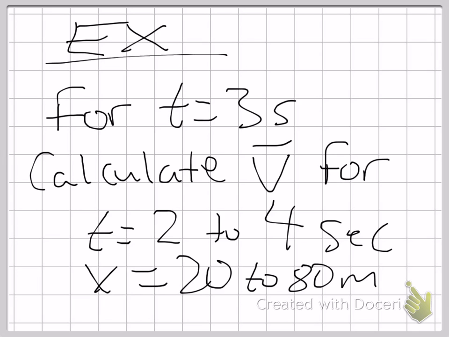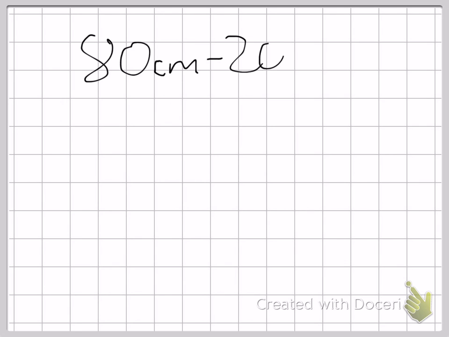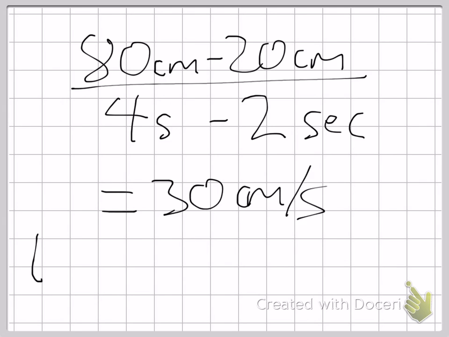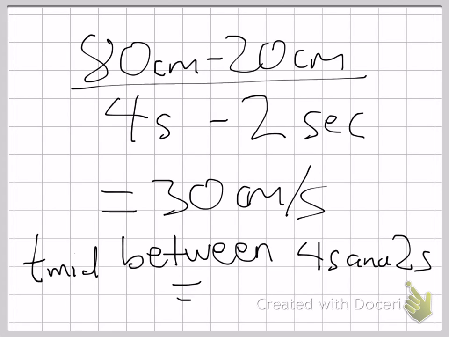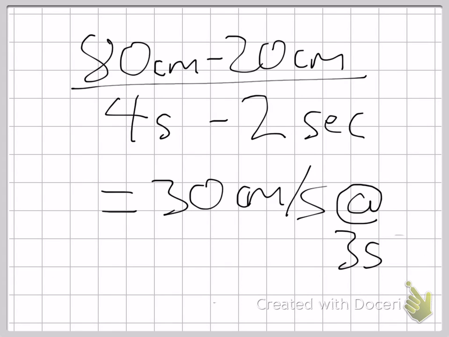Alright, so this is nothing new. This is what I did in my last video that you saw. All we're doing is looking at our delta x and our delta t, our rise over our run. When we do this, big surprise, we get 30 centimeters per second. And that is at the midpoint, at 3 seconds. So it's important to know we found the velocity at 3 seconds and only at 3.